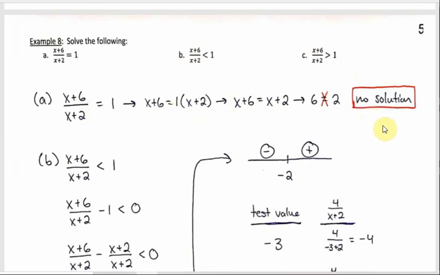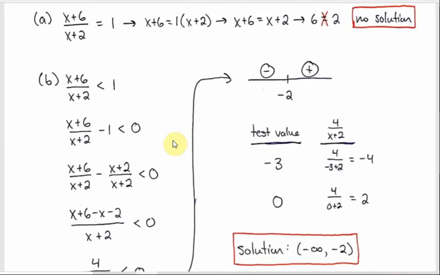Well, then what about the other ones? B and C, I would argue that you could do them at the same time and also that you should do them at the same time. Because the solving is identical, and the only thing that would change is in B, you're looking for where you get negative values, and in C, you're looking for where you get positive values. If you just do the number line, you would get all of that at once. So you might as well just do B and C together.